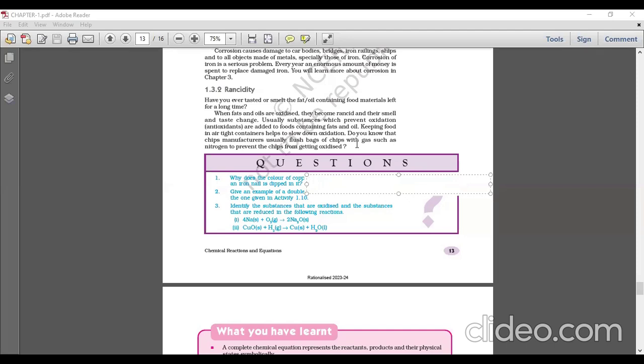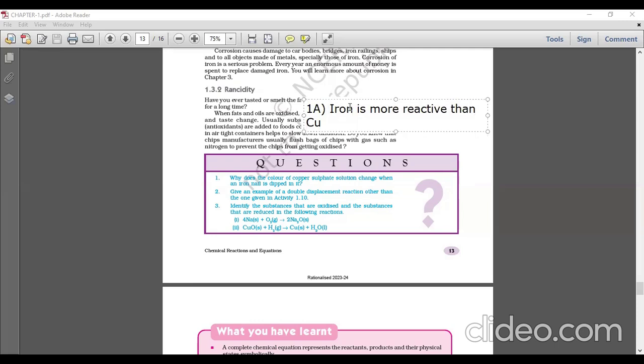Because iron is a more reactive element. Okay, reactive metal, more reactive than what? Than copper. Okay, iron is more reactive than copper. I'm writing the answers here. This is the first answer: iron is more reactive than copper.